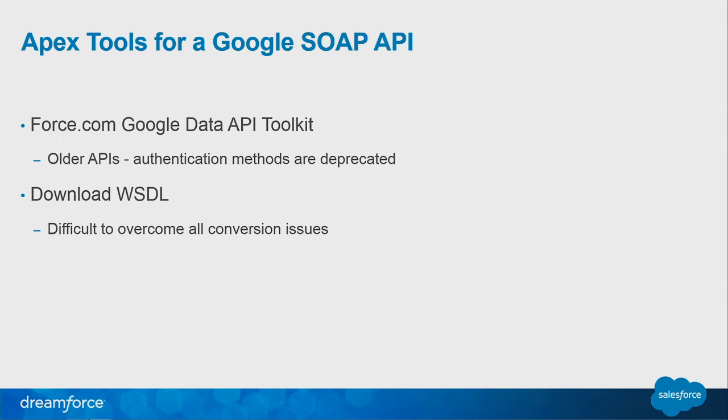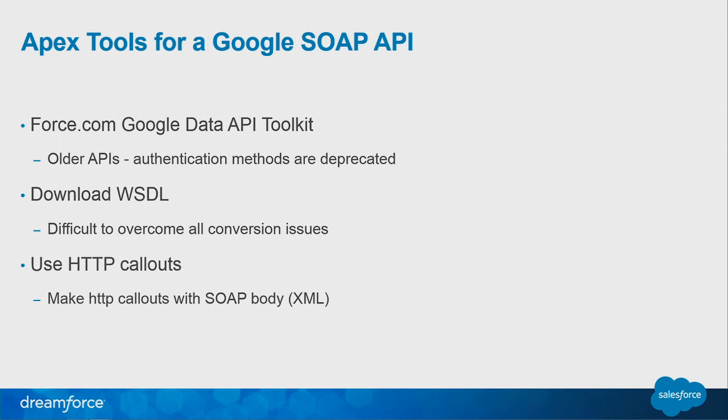Another reason why this is not always great is because you can't really control the payload. You send parameters into the class, and you make the call that way. So you can't really have a logging infrastructure around it or something like that. So the alternative is really to use HTTP callouts and basically use SOAP bodies in XML to send the payload into Google. So let's see how this works.